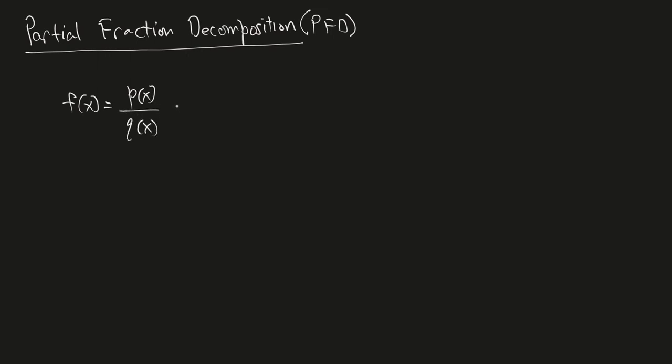And what we're going to look at now is case one. Case one assumes that we have a proper rational function where the denominator has only simple linear factors. So here are the assumptions. One, f of x is a proper rational function, and we now know what that means.